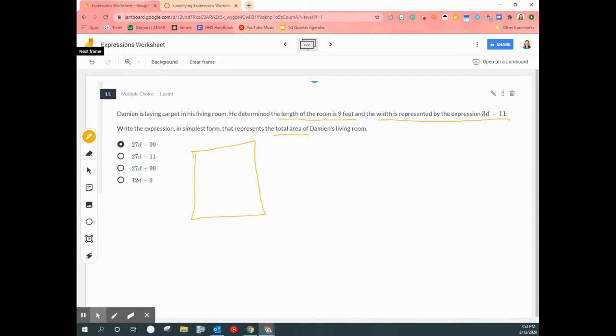Okay, they told us that the length is 9. So just pick a side and label it 9. It doesn't matter what side you choose. We can label rectangles. Either side can be the length and either one can be the width. It doesn't matter. We know that one side's 9 and we know the other side is 3D minus 11. Now they want us to find an expression for, again, total area. So if you don't remember, area is equal to the length times the width. Okay, so for us, our area is going to be, pick one, make it the length. Maybe I'll pick this side here and make it the length. 9 times 3D minus 11.